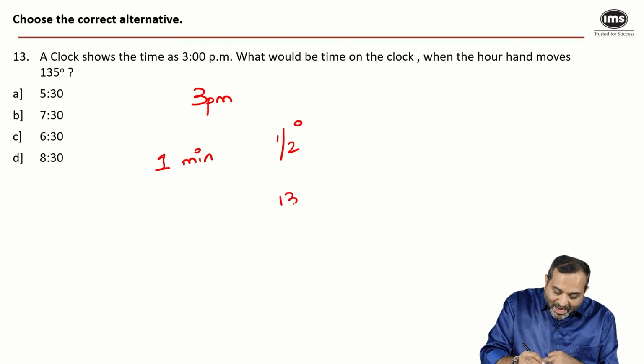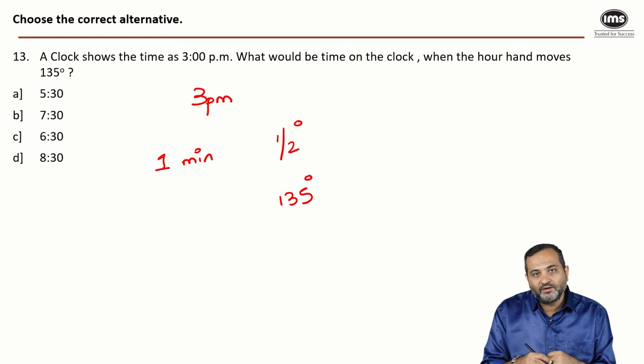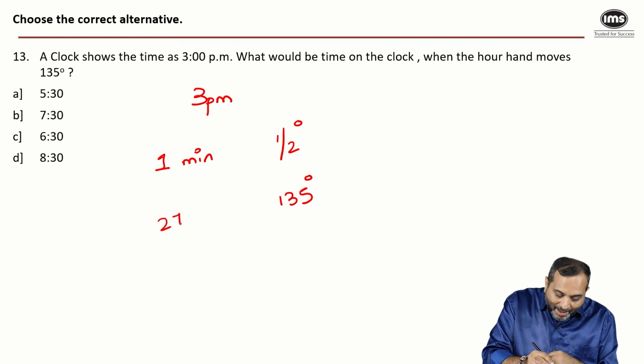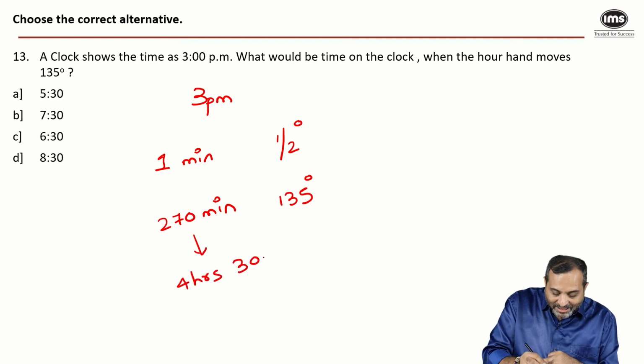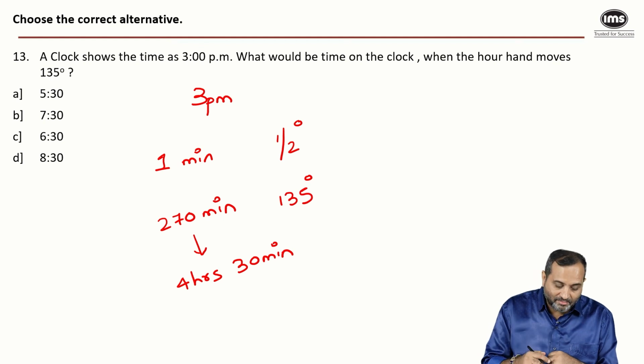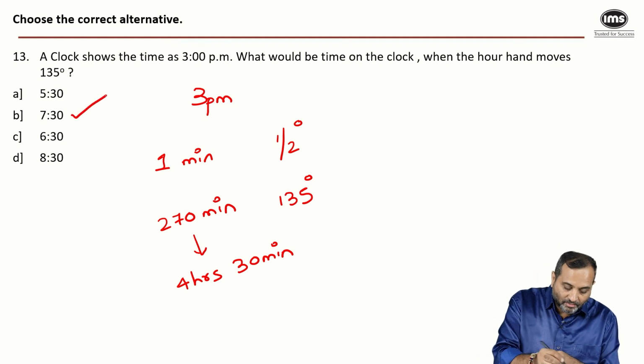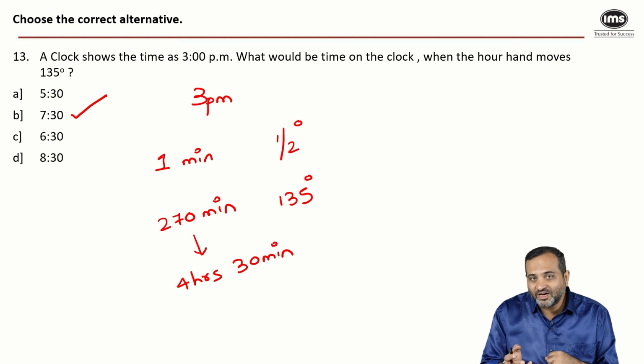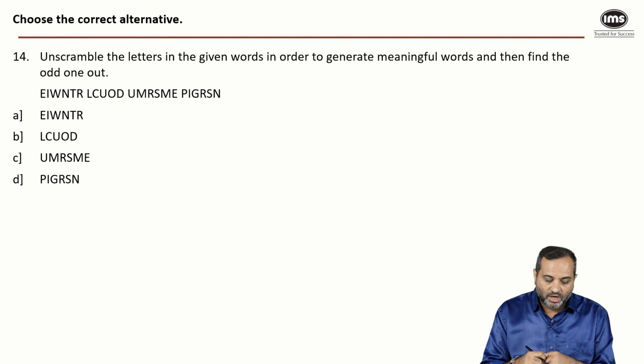So for it to move 135 degrees, can I say this will happen after 270 minutes? 270 minutes is, can I say, 4 hours and 30 minutes. 4 hours 30 minutes after 3 p.m. is, can I say, 7:30 p.m. So the answer has to be 7:30, option 2. Let's look at the next question.